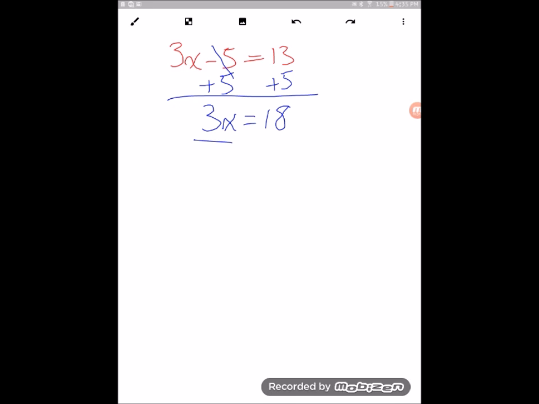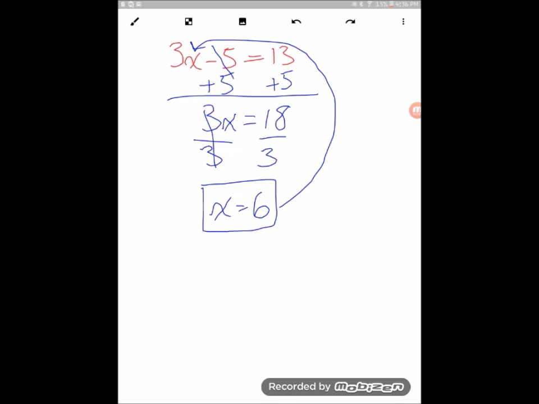Final step, divide both sides by the coefficient, which in this case is a 3. Cross cancel my 3's, I've got an x all by itself. 18 divided by 3 is 6. That's how we solve an equation, and as we can see, there is only one solution. There is only one way for this equation to be true, and that's if I plug in a 6 for this value here, I would get a true statement.